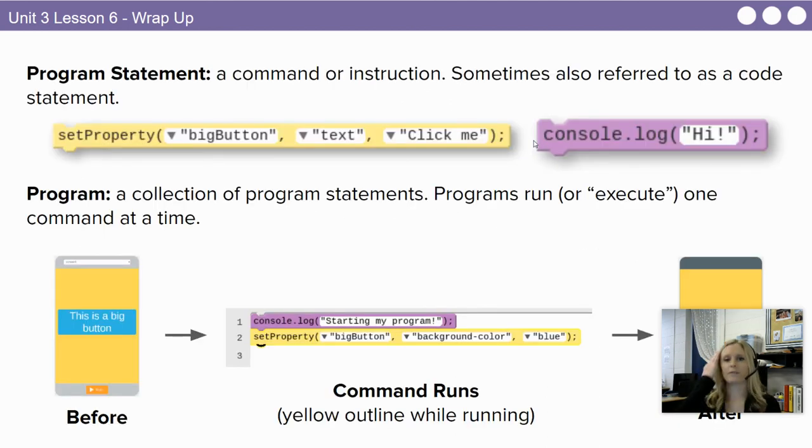Here are some definitions that you need to know. A program statement, also known as a command or a line of code, is just something that's happening with the program. And a program is the collection of program statements. All of the lines of code together is the program.